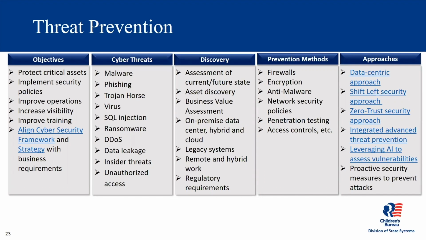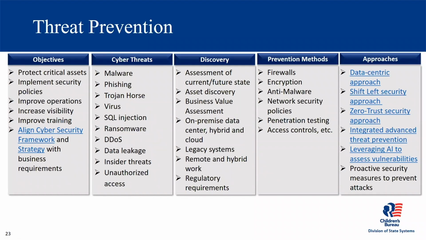The goal of a prevention strategy is to protect critical assets, as we all know, and implement security policies that are in line with the business requirements, and improve operations and increase visibility. So the agencies deal with threats like malware, ransomware, distributed denial of service, data leaks, insider threats, unauthorized access, to name a few. The first step in developing the prevention strategy is the discovery phase. What exactly do we mean by discovery phase? It includes an assessment of the current state, discovering the assets the agency manages and owns, the remote and hybrid work model the agency offers, and different platforms, which include on-premise data centers, hybrid or cloud platforms, and assessing the business value and the expected future state.